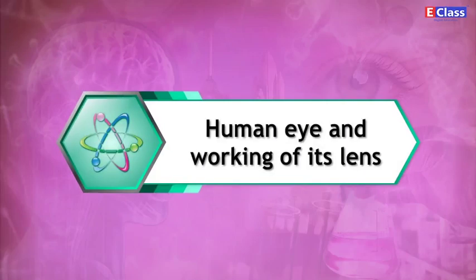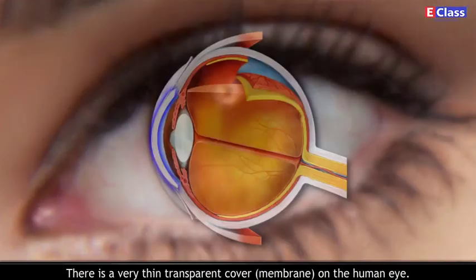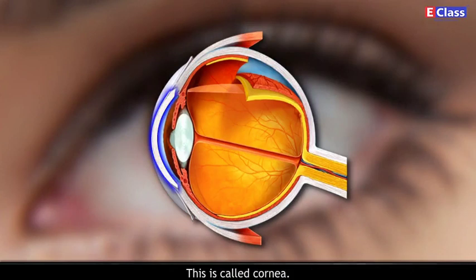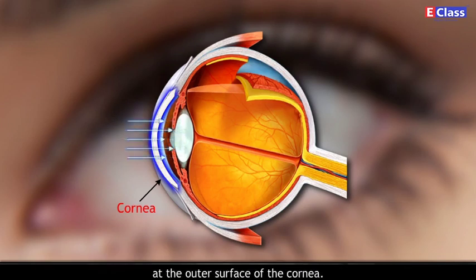Human eye and working of its lens. There is a very thin transparent cover, membrane, on the human eye. This is called cornea. Light enters the eye through it. Maximum amount of incident light is refracted inside the eye at the outer surface of the cornea.